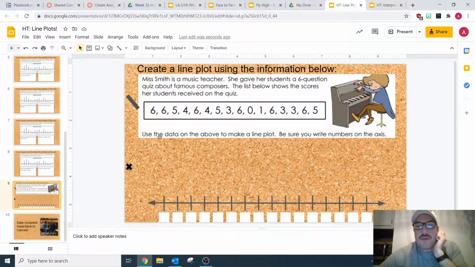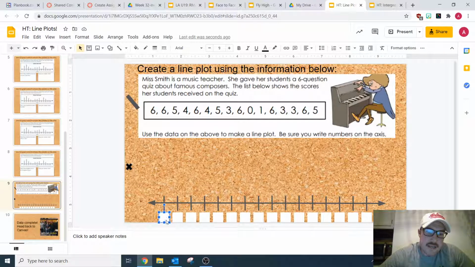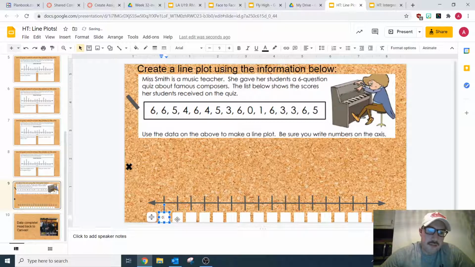What you're going to do is make your own line plot. Here's some data. This is Miss Smith. Her music class took a quiz, and here are their scores. We've got a 6, a 6, a 5, a 4, a 6, a 4, a 5, and so on. You're going to label these things down here. So maybe this is 0, and then this one is 1 and 2.